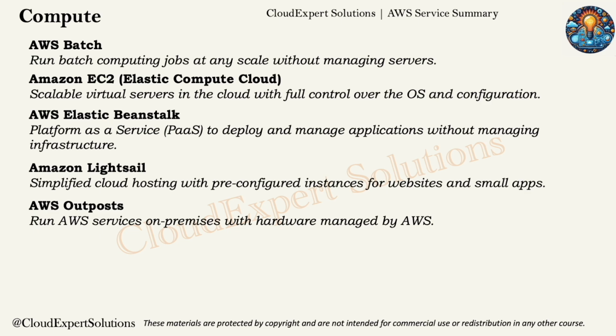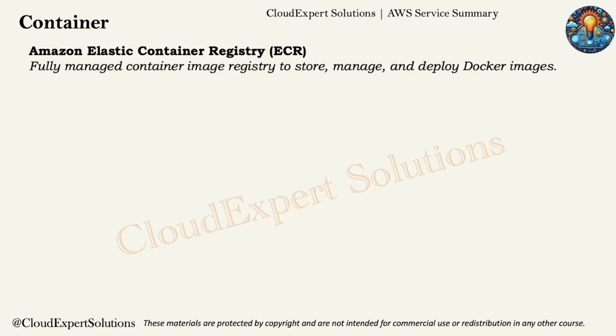Let's move to the next domain, containers, and we'll start with Amazon Elastic Container Registry or ECR. Amazon ECR is a fully managed container image registry to store, manage, and deploy Docker images. Amazon ECR can be used to store and version container images securely.